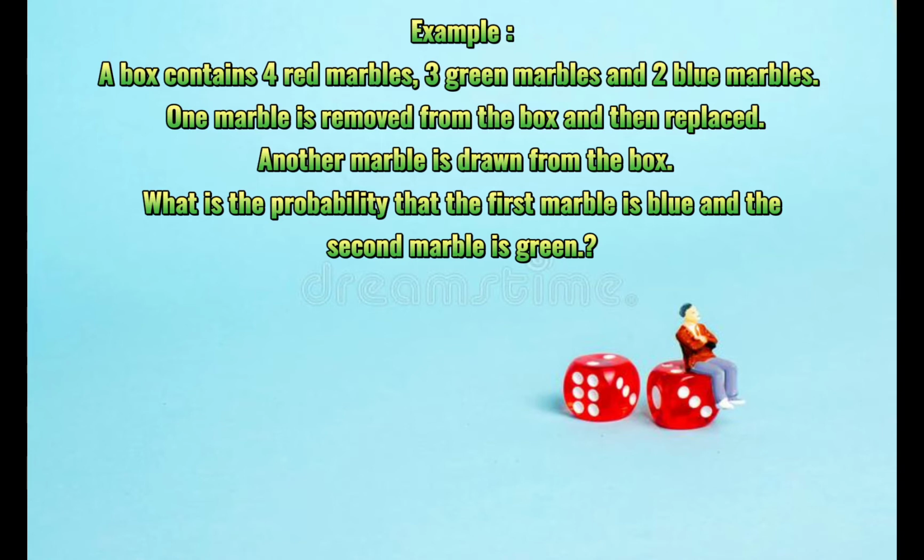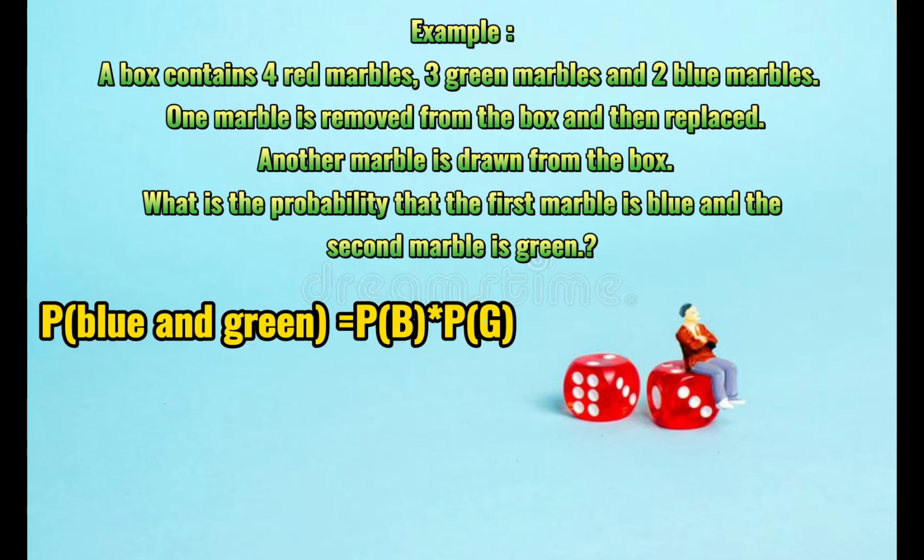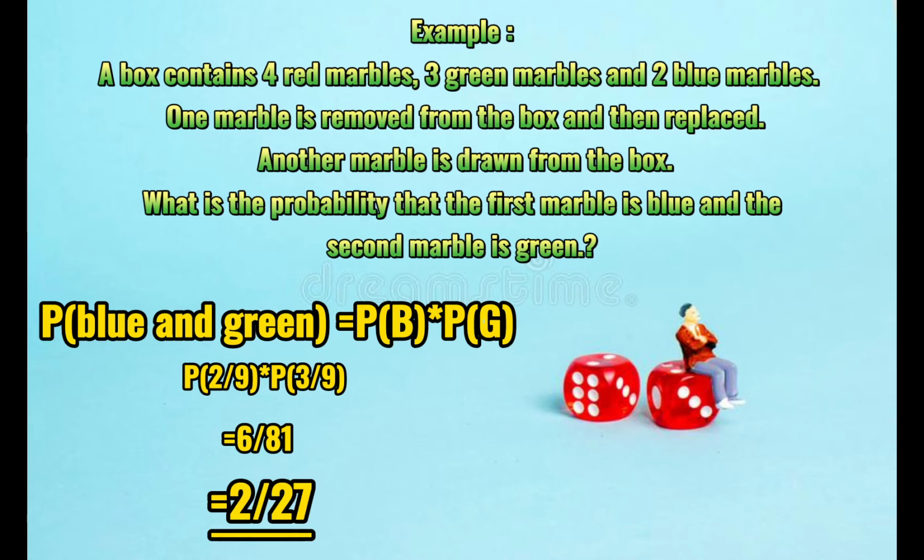For example, a box contains 4 red marbles, 3 green marbles, and 2 blue marbles. One marble is removed from the box, then replaced. Another marble is drawn from the box. What is the probability that the first marble is blue and the second marble is green? So the probability of blue and green is equal to the probability of blue times the probability of green. So we have 2 over 9, which is the blue, times 3 over 9, which is the green. So it will result to 6 over 81, then reduced, it will be 2 over 27.